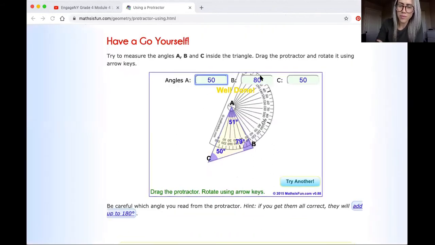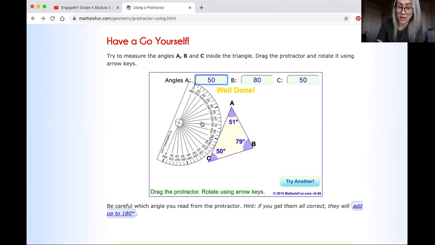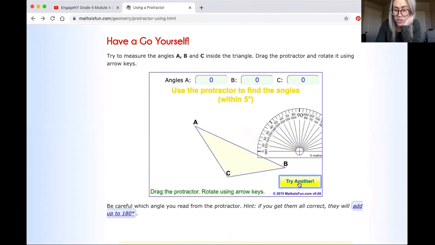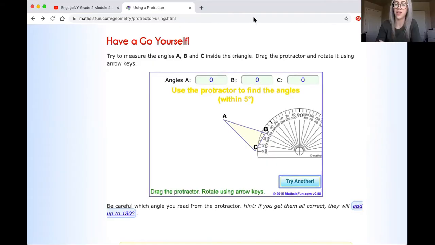Okay. So what you can do is see the measurements right here. Remember how they don't have to be perfect. If you're a degree off, see how my guesstimate was 50 and it says 51. Well, if it's within a couple degrees, that's totally fine because it's really hard to see those little degrees when they're so tiny. Then B, 79, it's 80, so pretty close. So you can keep trying a bunch of shapes. Some of them will be trickier than others.